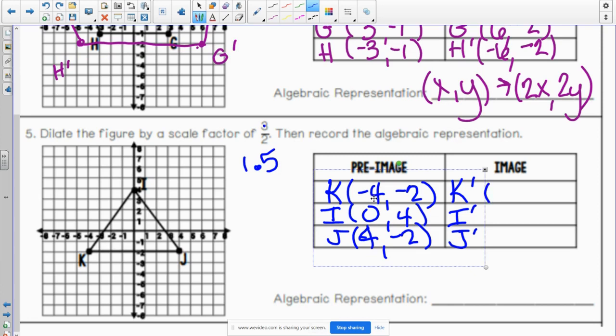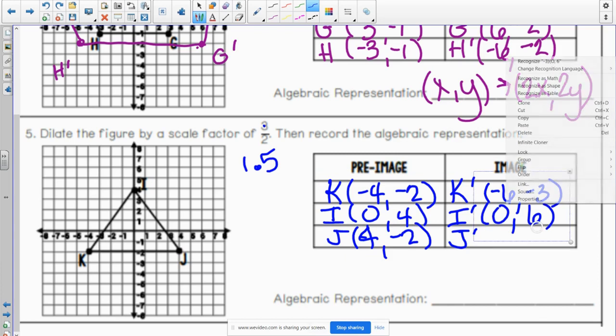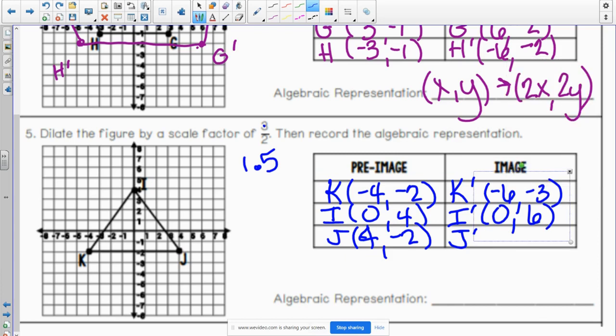So -4 times 1.5 would get you to -6. -2 times 1.5 would get you -3. 0 times 1.5 is still 0. 4 times 1.5 is 6. 4 times 1.5 is 6. -2 times 1.5 is -3. So make sure we did this correct. So (-6, -3), that's k prime. I is now at (0, 6), so I prime. And j is at (6, -3), which is j prime.